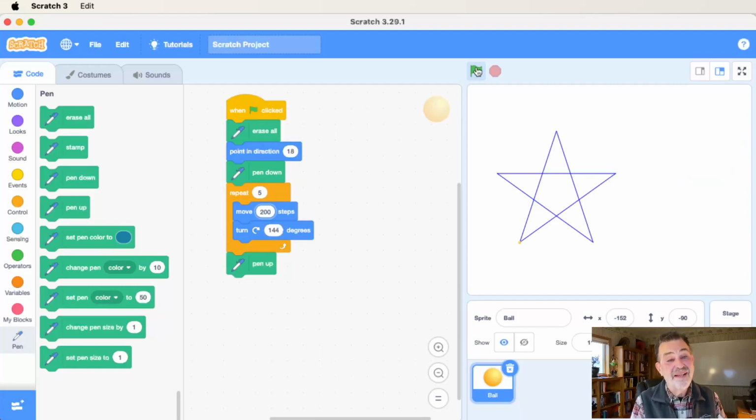So this is a little bit of Scratch and a little bit of math to figure out what to tell Scratch to do, but that's a little geometry lesson for today.